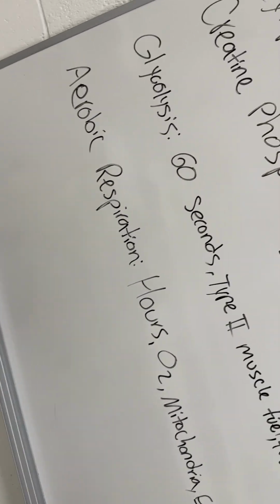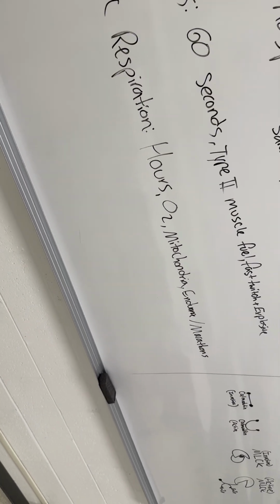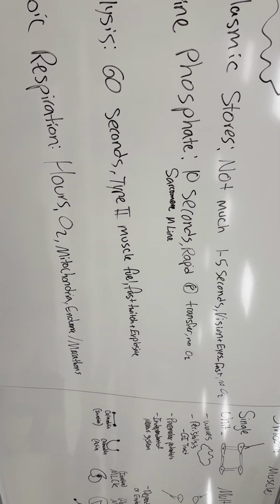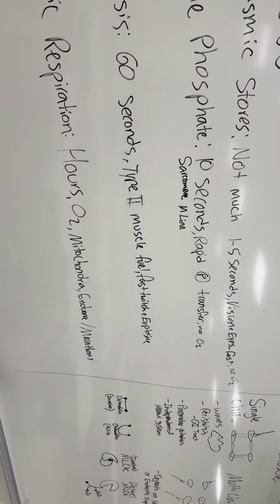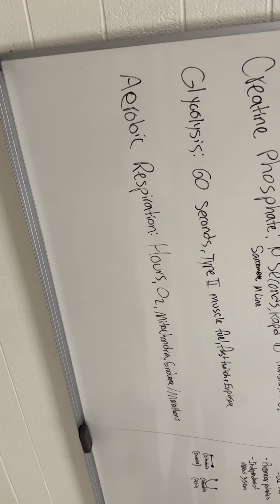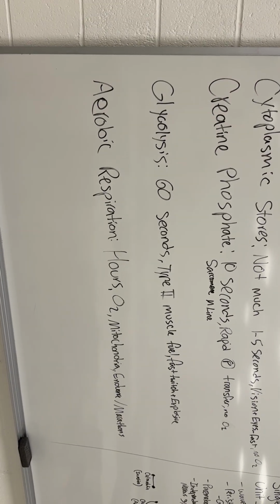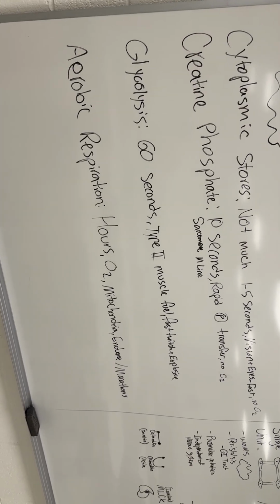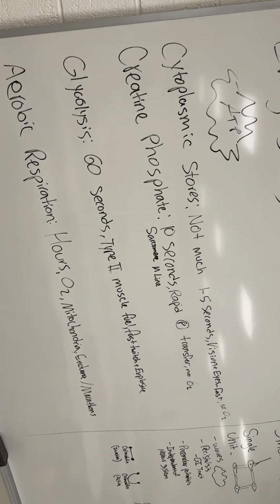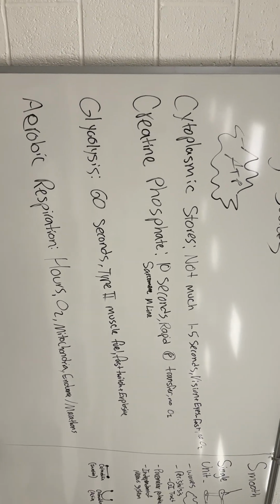All right, let me make sure that I covered everything. So with our aerobic respiration, we have a lot of energy available to the cell there. Glycolysis, not really. Creatine phosphate, not a whole lot. And cytoplasmic stores, we don't really have a whole lot either.